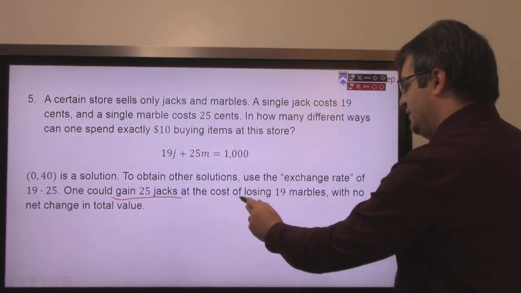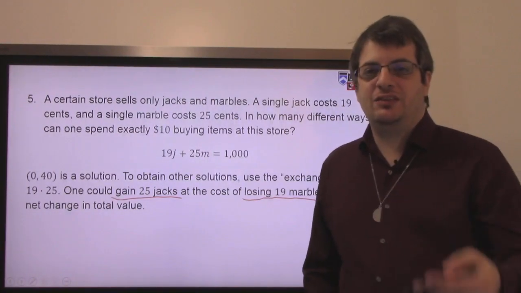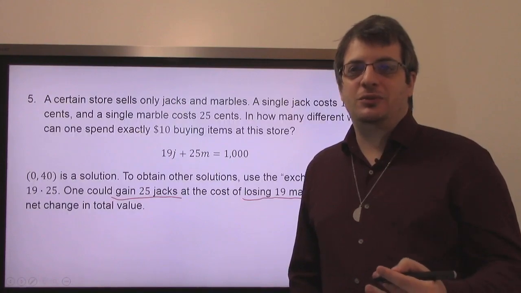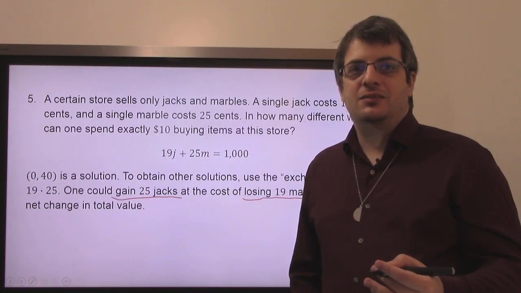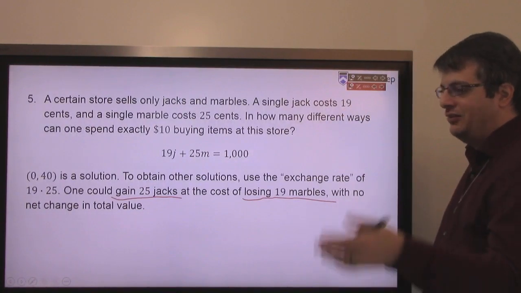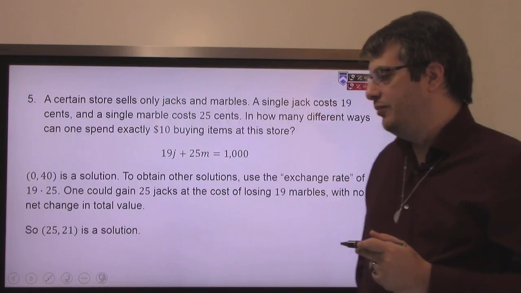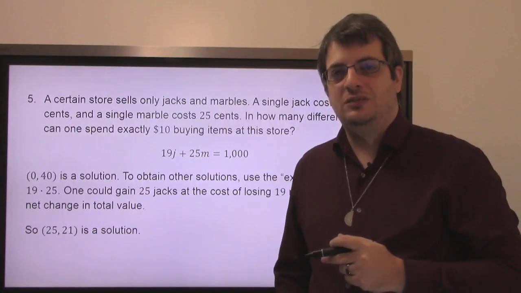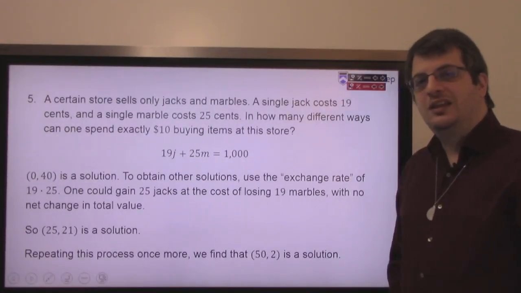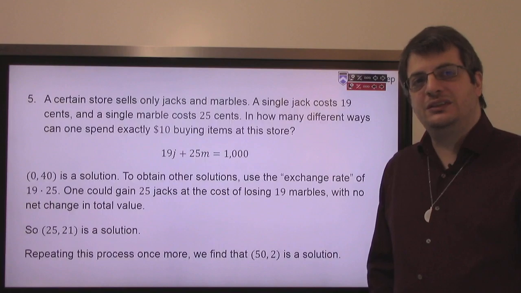So now how do I get from this to the other? Gain 25 jacks, lose 19 marbles. Just make an exchange, you know? It's worth the same amount. It's worth $4.75, 19 jacks or 25 marbles. If I said, I want to return 19 of these marbles and gain 25, get 25 jacks instead, sure, they'd say, that's fine, it's all the same to us. So then if I do that, I gain 25 jacks, lose 19 marbles, there's another solution. And if I wanted, I could do it again. There's another solution. But I can't do it anymore because I can't lose another 19 marbles. I don't have 19 marbles to lose.